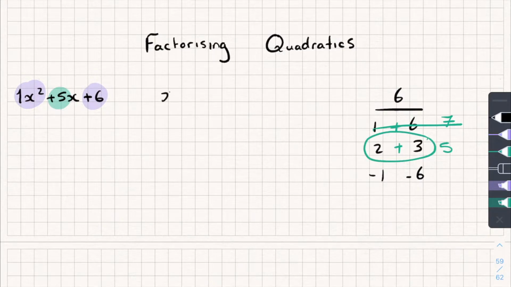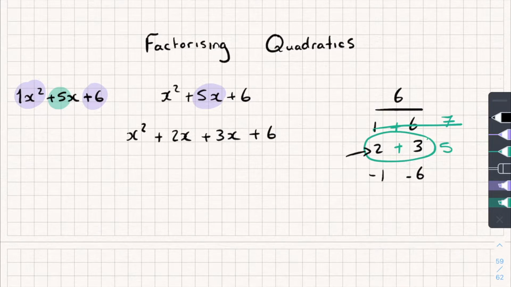So let me write down the original quadratic one more time just so I can use it. So from here, we're going to use these factors to rewrite this middle term here. And here's how we're going to do it. X squared is going to stay the exact same. And then I'm going to write plus 2x. Okay, that's using this 2 here. And then plus 3x. And my constant, the plus 6, stays the same. Now it doesn't matter if I wrote plus 3x plus 2x, because hopefully you can see, if I actually add these together, it gives me 5x. So I haven't changed the actual quadratic, I've just written it slightly differently, using my 2 factors.